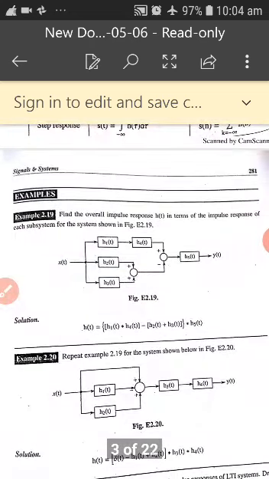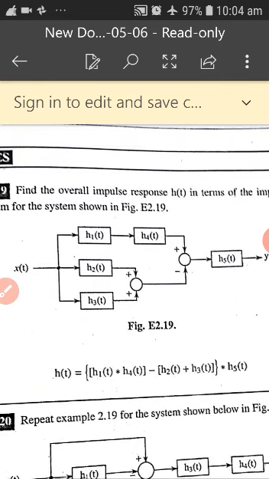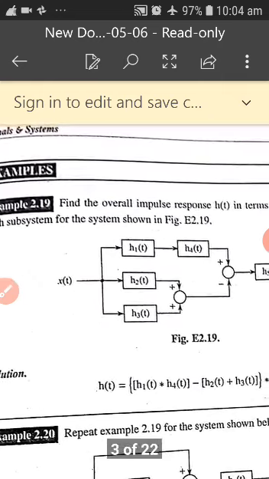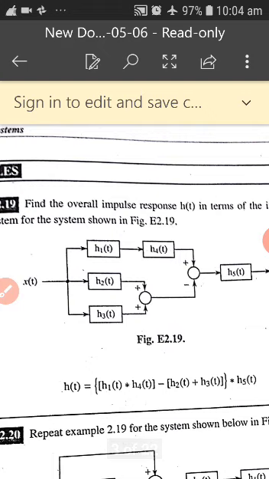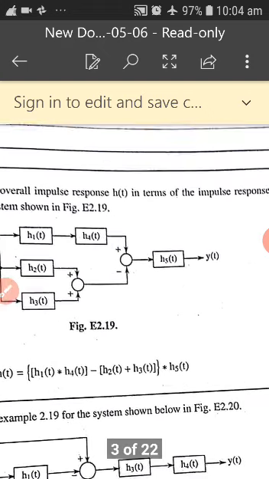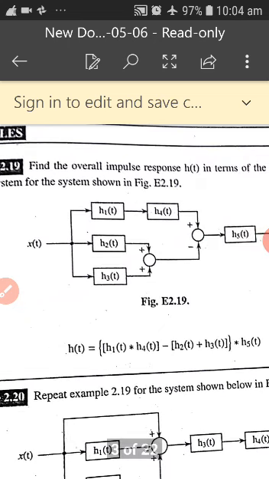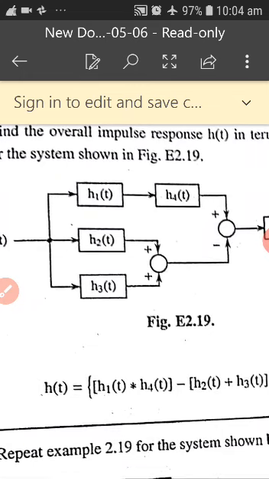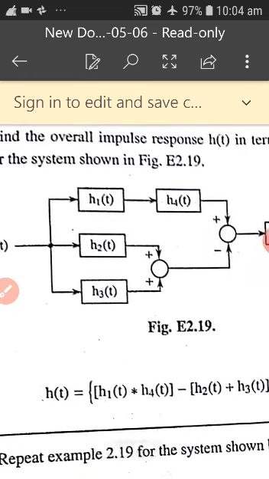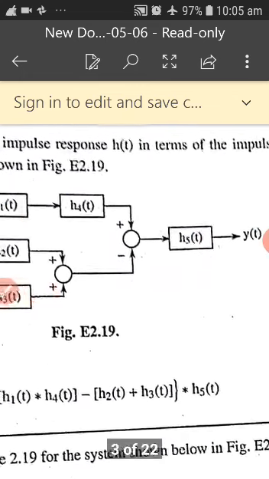Now let us go into the first problem. Find the overall impulse response h of t in terms of the impulse response of each subsystem for the system shown in the figure. So he is asking us to find the overall impulse response h of t, and he has represented the system in terms of a block diagram. You can see here x of t is your input and y of t is your output.